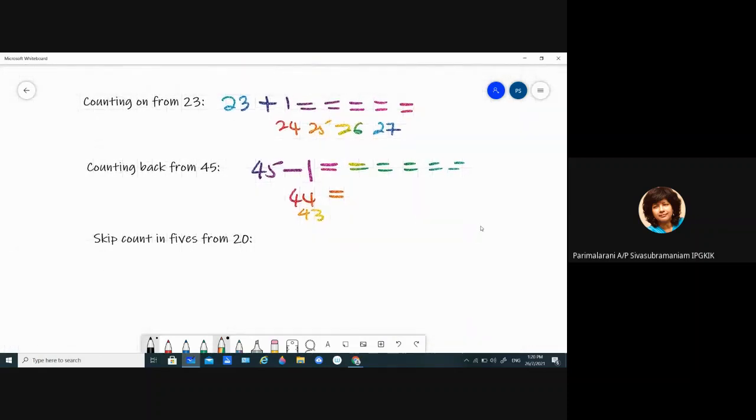Okay, so here we're using the calculator as a pedagogical tool to teach counting on and counting back. Now we want to teach skip counting. This is very good to teach on the calculator. Say we want to teach skip counting in fives from 20. So we start from 20 plus 5. Press equals. What do you get? 25. You press equals again, you get 30. You press equals again, it goes up by 5.